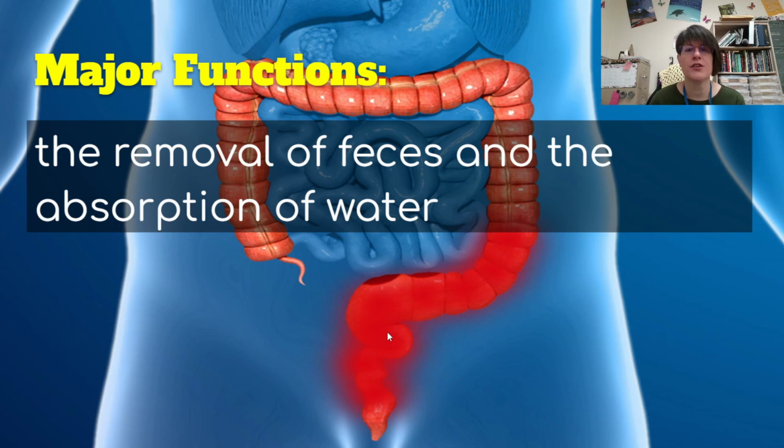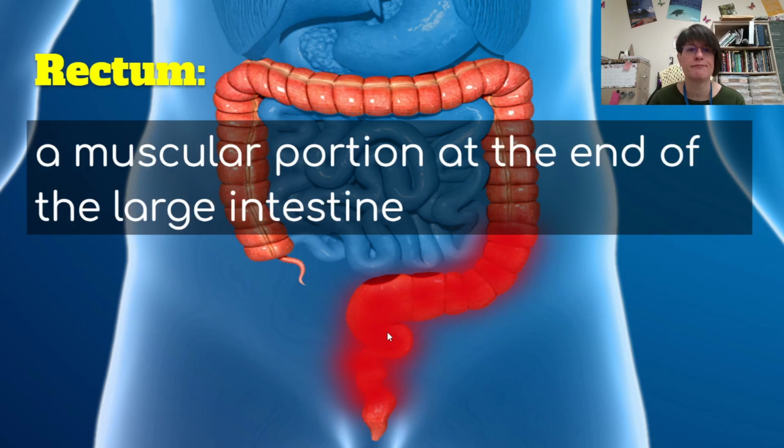After all of that digested food goes through the small intestine, it's very watery. And if we did not absorb that water, we would be dehydrated. In fact, when the large intestine is not working properly, you have diarrhea, you have watery feces.